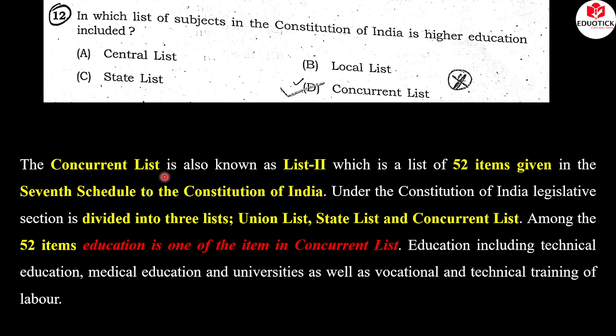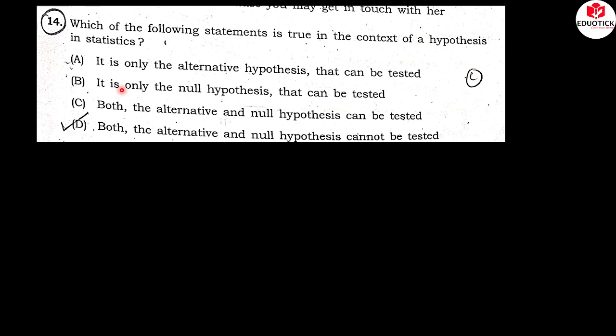You should know, because some other question may arise from those 52 items, right? So education is one of them from that 52. There are 51 more items in that list. So education includes what? Technical education, medical education, universities, as well as vocational and technical training of labor. All this is included in education. You should go through what the central list, local list, and state list are, and what some important things included in this list.